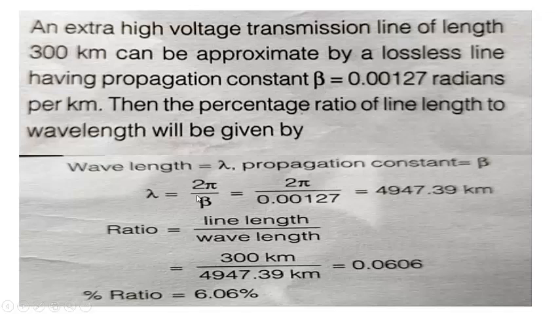Lambda will be simply equal to 2 pi divided by beta. That's 2 pi divided by beta, and the ratio will be line length, 300 divided by this, which comes out to be 6.06%.